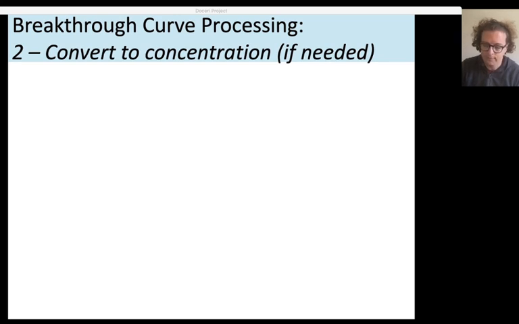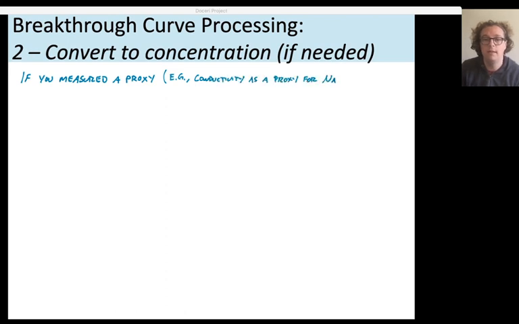Okay. Now, in some cases, you may need to go through a step here where you convert from the proxy that you measured into a concentration. For example, one really common strategy is to use sodium chloride or table salt as a tracer, and rather than measuring it with a chloride probe, we measure fluid conductivity. So salty water is more conductive.